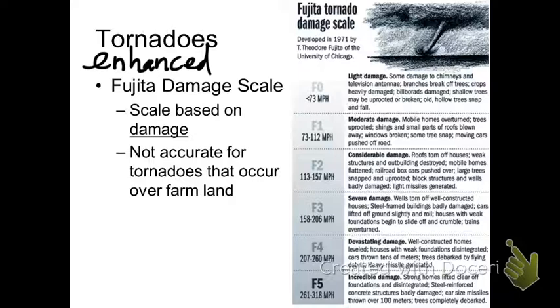In the old Fujita scale, you could theoretically have confirmed winds of 250 miles per hour over farmland, but since it didn't cause much damage, it could be rated as an F1 or even an F0. They are now called EF0s, EF1s, EF2s, and so on. The Raleigh tornado that we had 4 years ago was rated an EF3 with winds on this scale upwards of 200 miles per hour.